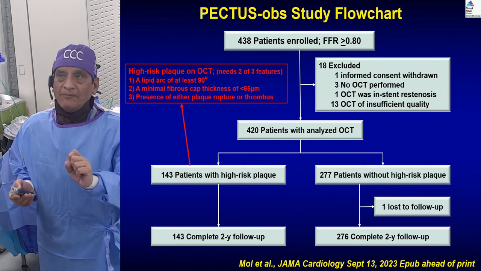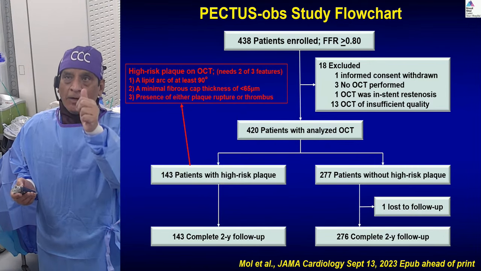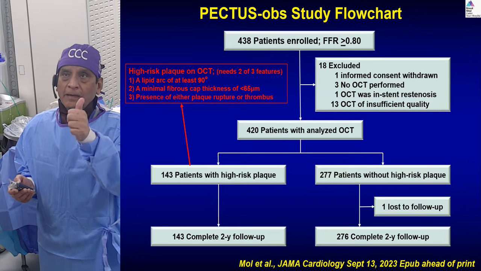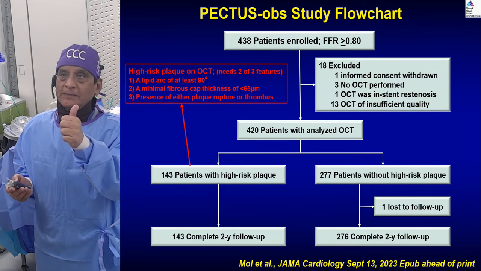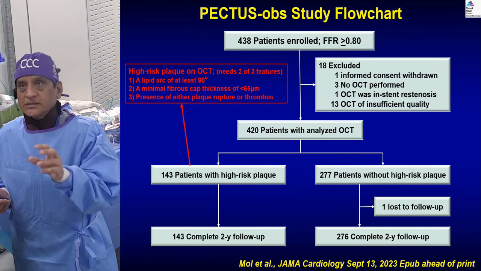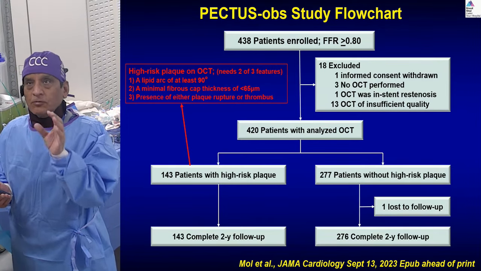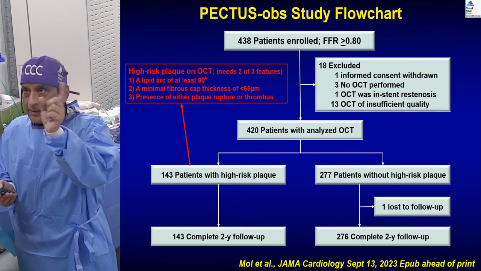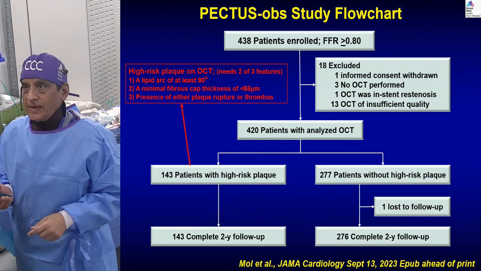And what were the plaque features? Two of the three were needed: lipid arc more than 90 degrees, minimum fibrous cap thickness of less than 65 microns, or presence of either plaque rupture or thrombus. So three features, and two of the three have to be there to call it a high-risk plaque. If you have only one, you'll be in the without high-risk plaque category.